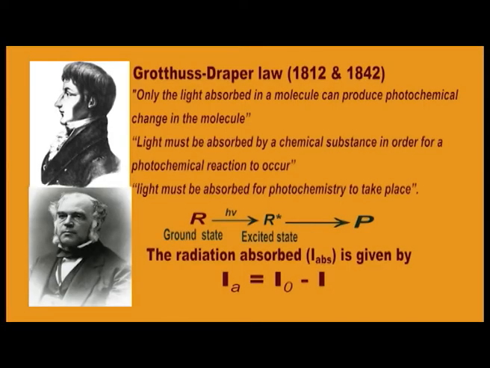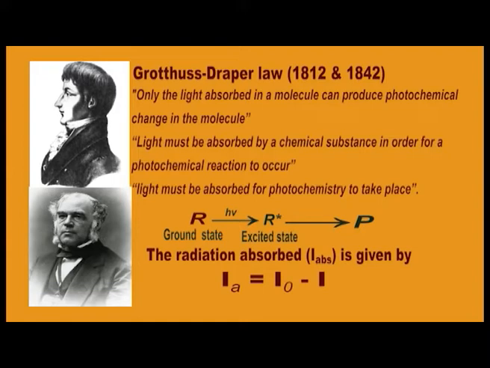Now, let us talk about the laws of photochemistry. The first law is the Grotthuss-Draper law. It is the first law of photochemistry which states that only the light absorbed by a molecule can produce photochemical change in the molecule, or light must be absorbed by a chemical substance in order for a photochemical reaction to occur, or light must be absorbed for photochemistry to take place.